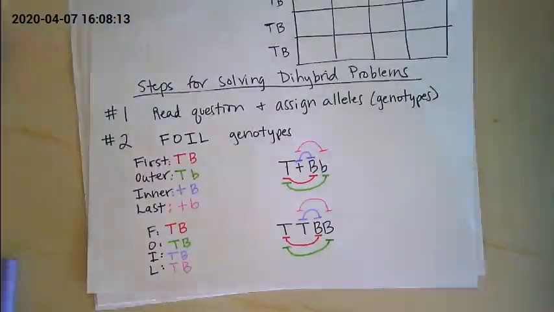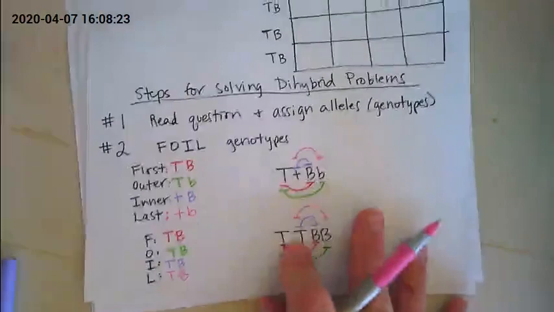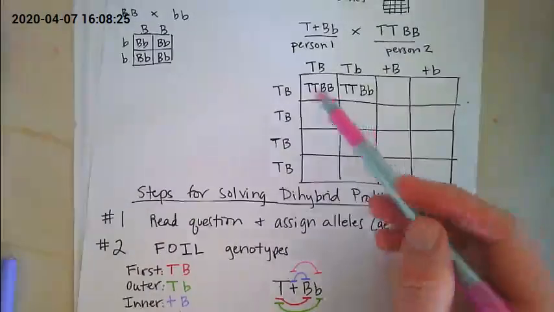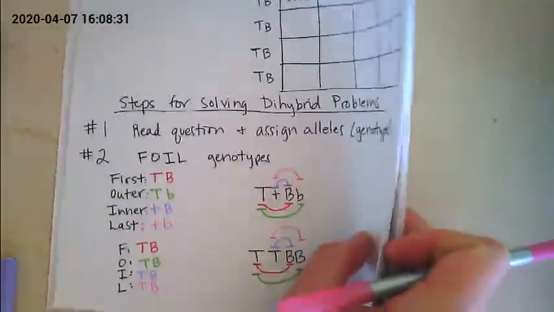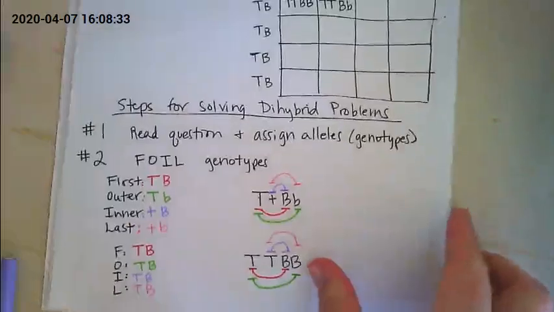Okay, and you're probably smarter than me, so you should have noticed that every single one of these was going to be exactly the same. Because if we're crossing two homozygous, then all of the foiled products are identical. And if you look back up here at our example one, they were all big T, big B. All right, so we've foiled our genotypes. All right, next step.